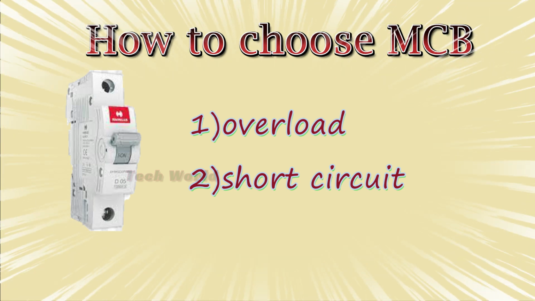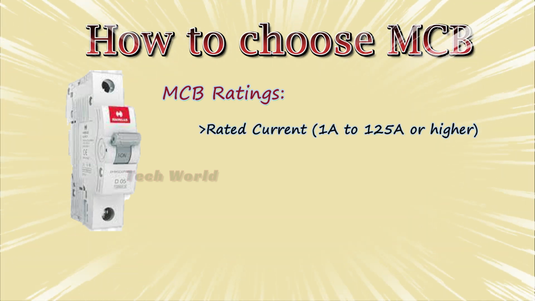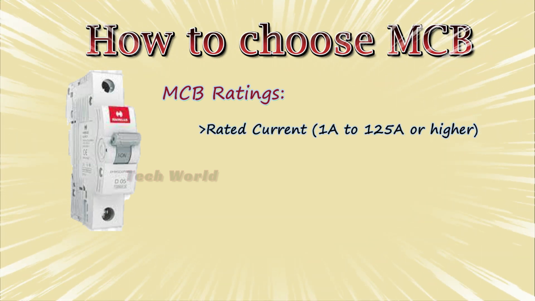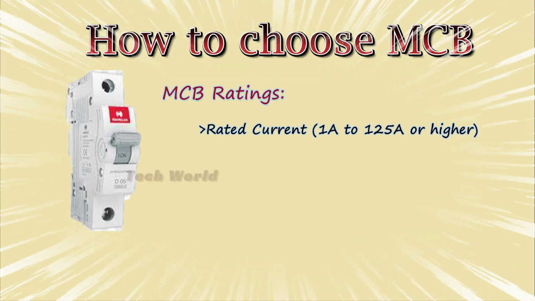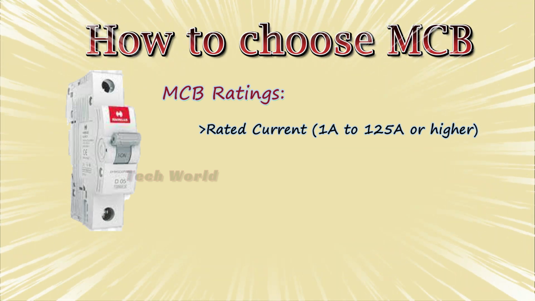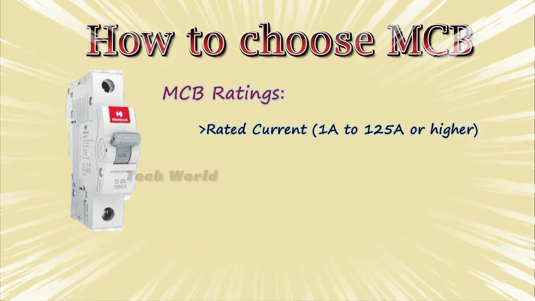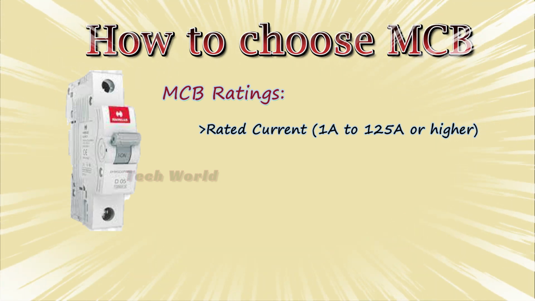In electrical systems, MCB ratings typically include the following parameters. Rated current. This indicates the maximum continuous current that the MCB can carry without tripping under normal operating conditions. Common ratings range from 1 amp to 125 amp or higher, depending on the application.